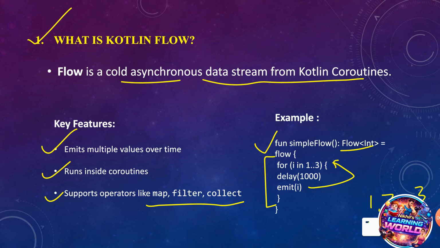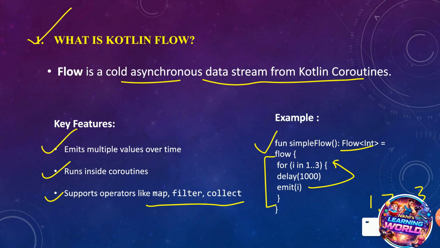Whenever you collect the flow, the code inside the flow starts only when it is collected. It emits, and there can be multiple collectors. One emitter, multiple collectors. That is the important point here. That is the best practice here.